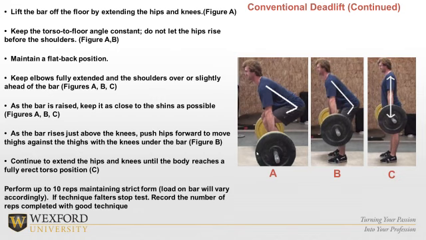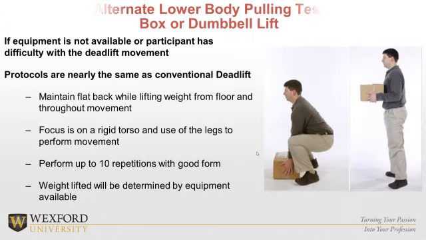Now, depending on the type of weight you use, you want to perform about 10 reps with strict form. Load on the bar will vary accordingly. If technique falters, stop the test. Record the number of reps completed with good technique. Now this is the same with this. Pulling tests are like a dumbbell lift or box lift.